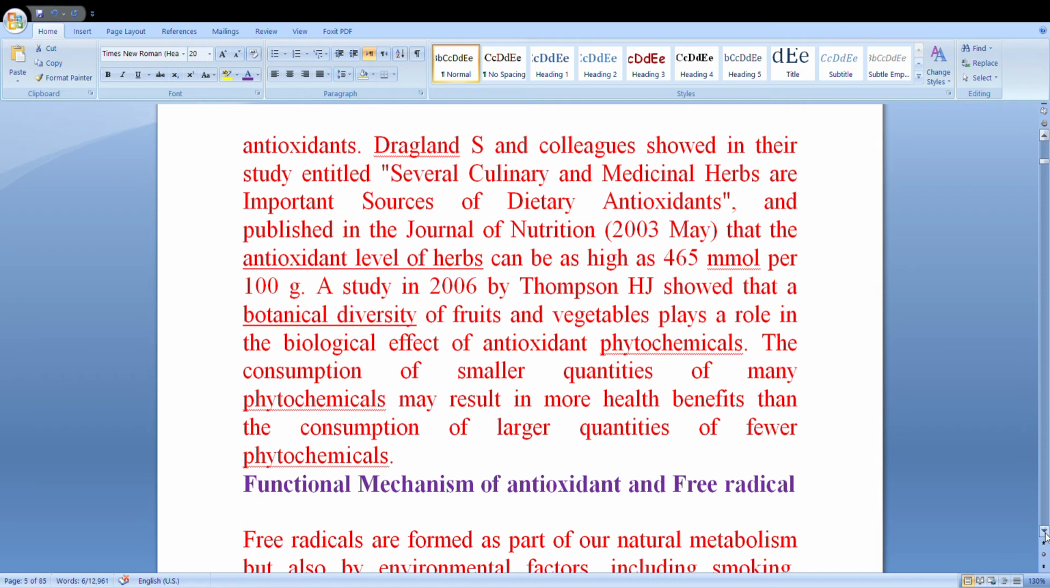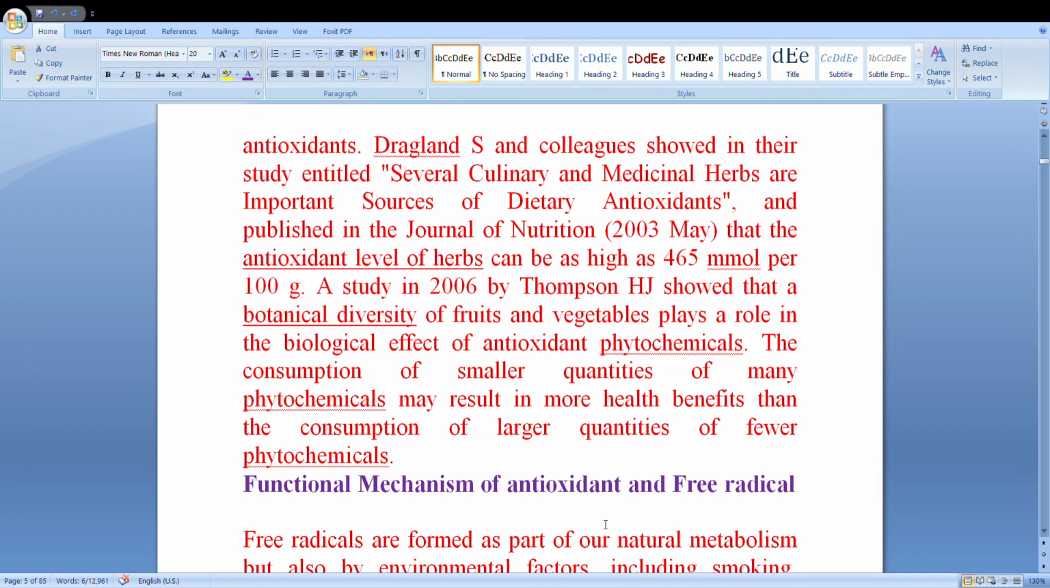A study in 2006 by Thompson showed that a botanical diversity of fruits and vegetables plays a role in the biological effect of antioxidant phytochemicals. Consumption of smaller quantities of many phytochemicals may result in more health benefits than the consumption of large quantities of fewer phytochemicals. So these phytochemicals are most important to control diseases.